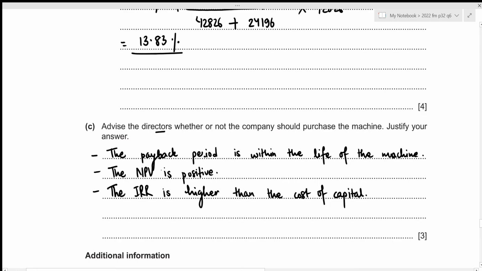And here the payback period, the net present value, as well as the internal rate of return have been indicating that this investment is a good one, which means that we need to suggest the directors purchase the machine. Let's write it down. The directors should purchase the machine. This concludes the third part. We can now move towards the fourth one.